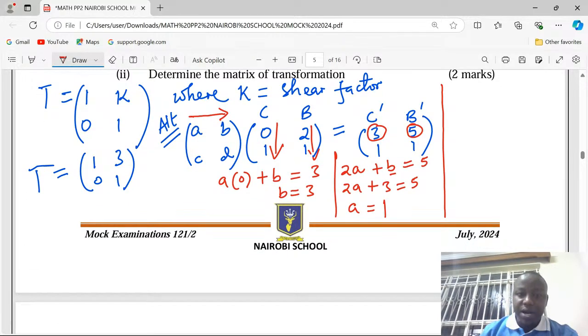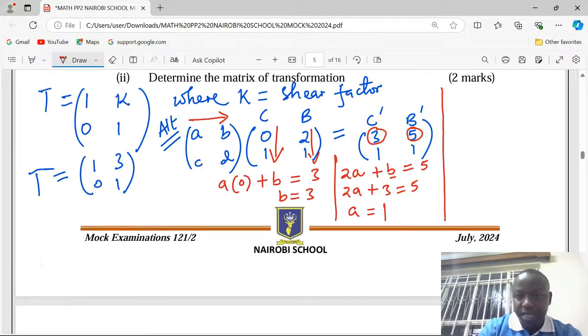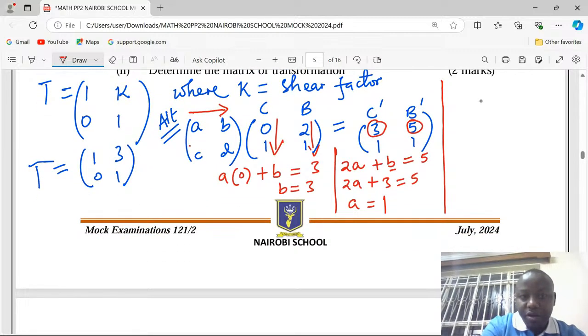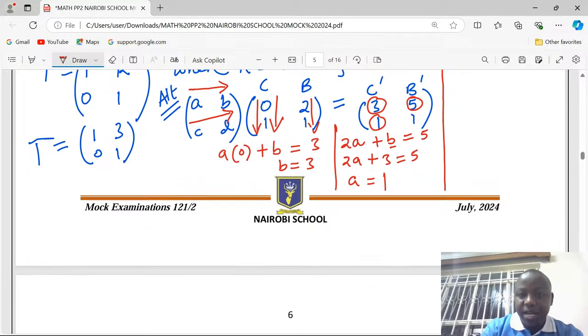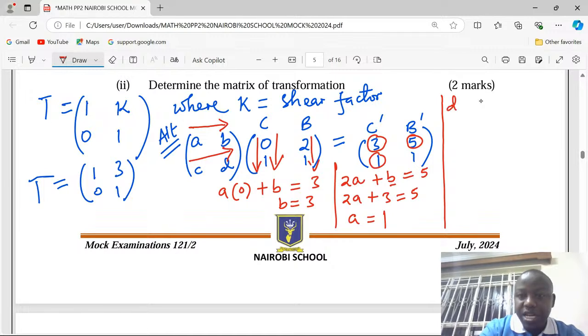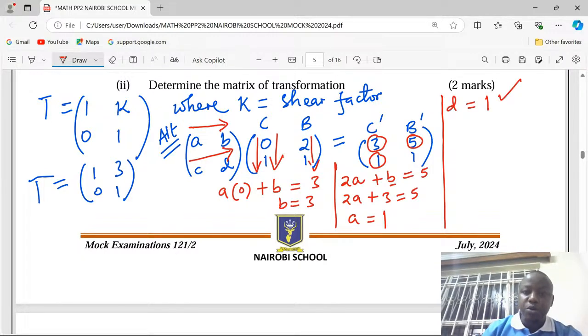We can also get the values of D and C using the same approach, whereby we say the row multiplied by the first column here should give us the element down here. So C by 0 and D by 1, that will be D, equals to 1. Automatically, the value of D has been obtained.